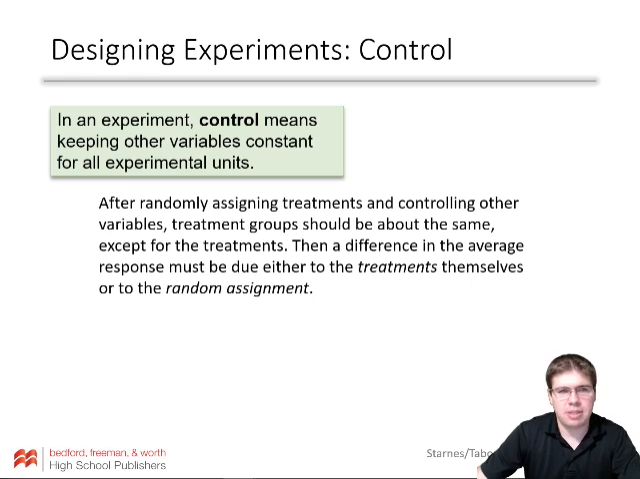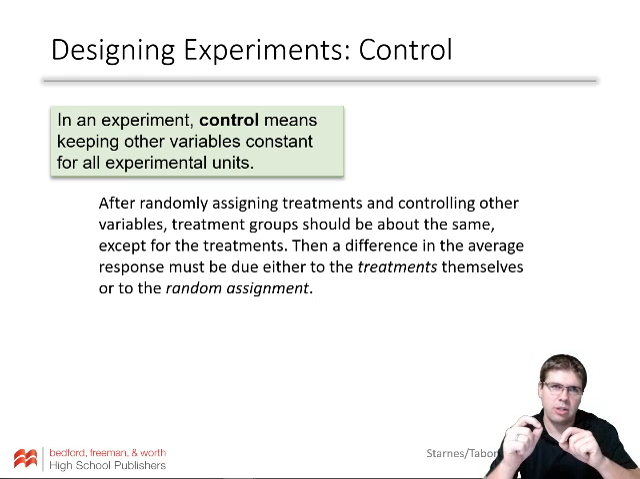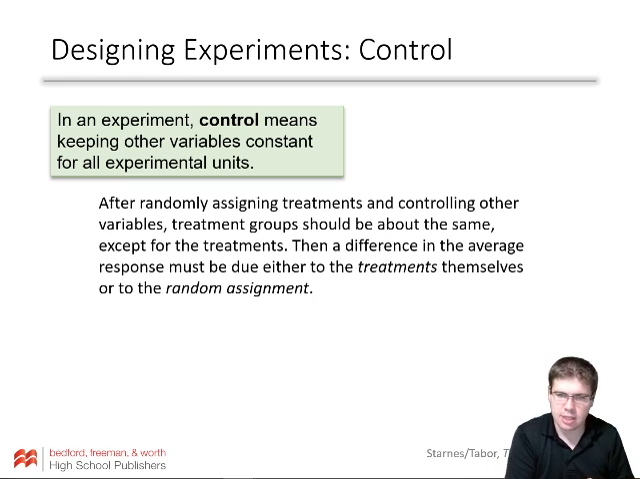After randomly assigning treatments and controlling other variables, treatment groups should be about the same, and that should come from randomization, except for the treatments. The treatment should be that one thing. And then a difference in the average response could either be because of the treatments, or it could be the random assignment. So there's still a chance, right? Just because you observe a difference between your responses doesn't necessarily mean that it was your treatments that caused it. We controlled for some variables, but there was some chance, right? Some people might just respond more favorably or worse than others. So there's also the chance that it was randomness.